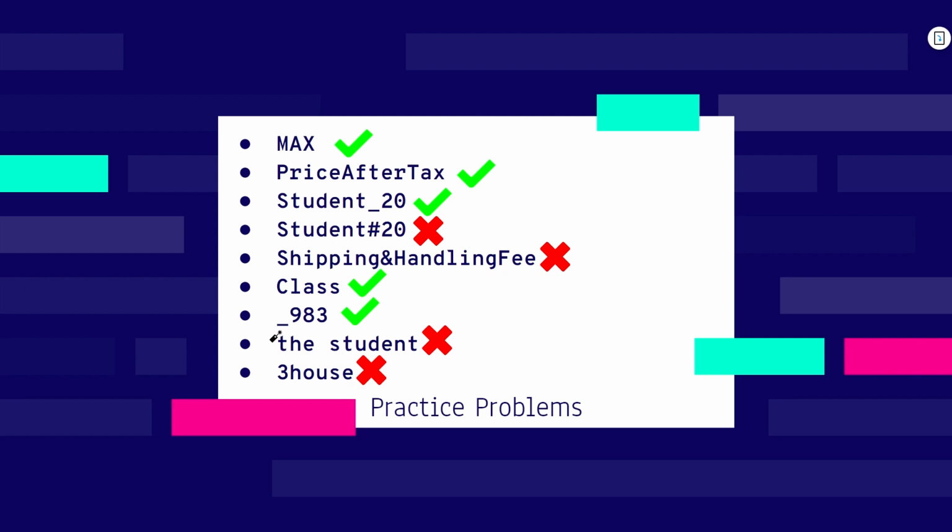Then we have underscore 983. This is correct because we use the underscore. Then we have student with a space between the two words. This is incorrect because space is not part of the symbols that we use for identifiers. And finally, 3treehouse is incorrect because it starts with the digit 3.